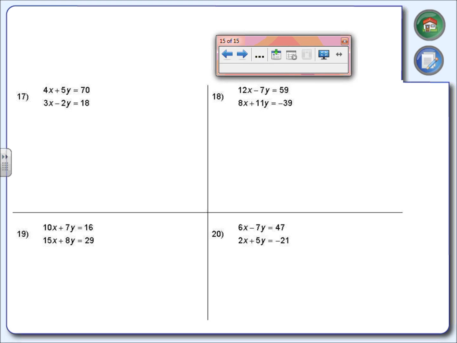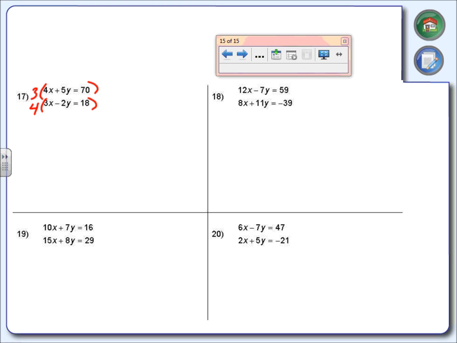Right now, if I add those two equations, nothing's going to eliminate. If I subtract those two equations, I'm still not going to get anything to eliminate. So what I'm going to have to do is figure out some way to get either these x values, or the numbers in front of the x, or the numbers in front of the y's to match up. So here's what I'm going to do. I'm going to take the first equation and multiply it by 3, but I'm also going to take the second equation and multiply it by 4.